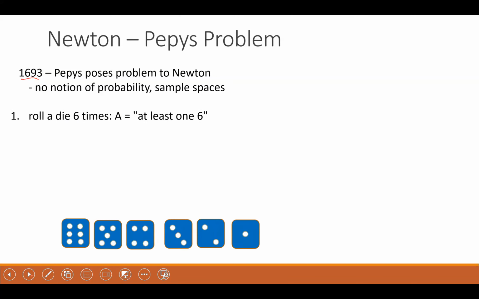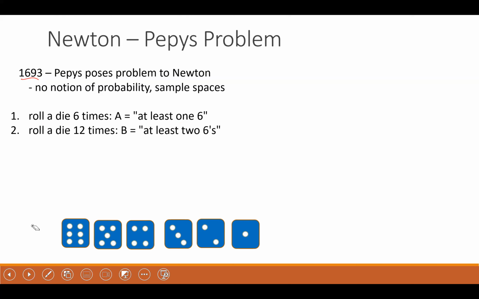I do 3 different experiments, and I want to know which has the most probability of happening. So one experiment is I roll a single 6-sided die 6 times, and A is the event that at least one of them is a 6. Right? So if I roll a die 6 times, what's the probability that at least one of them is a 6? And then I'm going to do a second experiment. I'm going to take that same die and roll it 12 times.